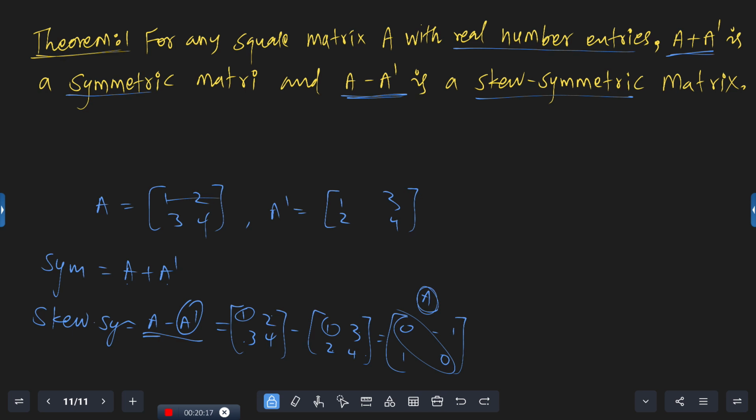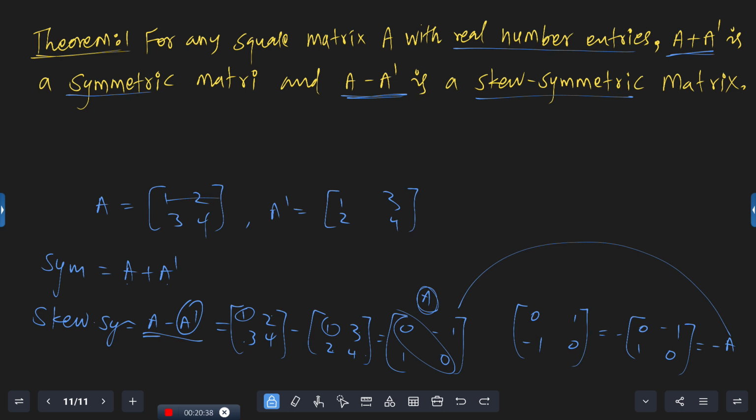Take the transpose of this: 0, minus 1, 1, 0. Am I right? Take the minus outside, what will you be getting? 0, minus 1, 1, 0. So this will be again here, minus A. So if you take a transpose, I am getting minus A. Have you noticed? Listen, otherwise you will not understand anything.